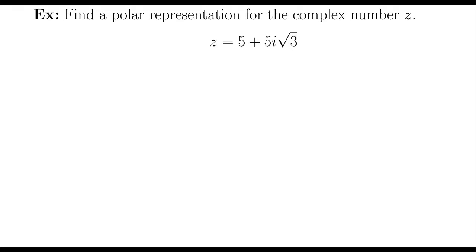Let's find a polar representation for the complex number z. Okay, remember a complex number is a number written in the form a plus bi, where a and b are real numbers, and i is the imaginary number i. Okay, so from this I know that a is 5, and b is this term right here, everything except for the i.